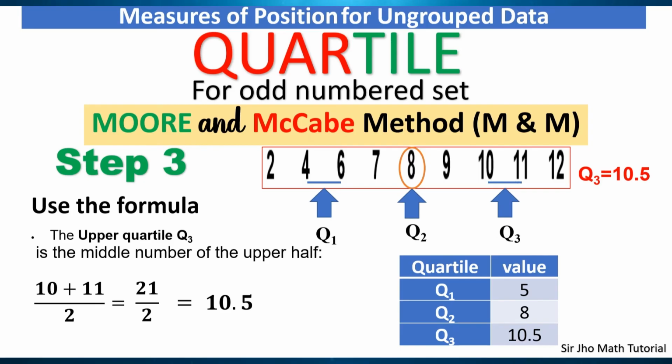In summary, quartile 1 or the lower quartile is 5. Quartile 2 or the middle quartile is 8. Quartile 3 or the upper quartile is 10.5.